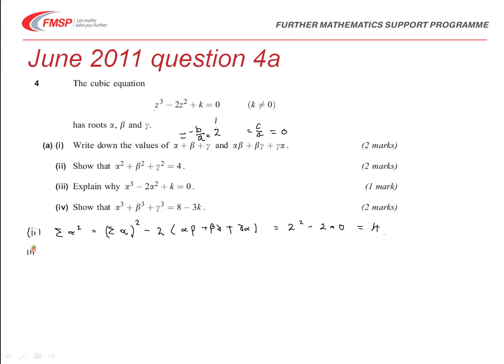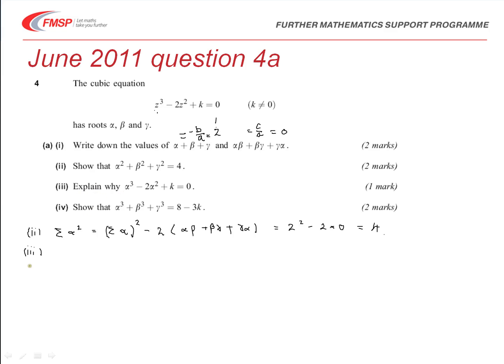Part 3 then says explain. Well, I'll let you write this down. I'm not going to write it down, I'm just going to talk about it. What do we know about alpha? Alpha is a root of this original equation. What do we mean by a root? Well, that means that it is the solution to the equation, or one of the solutions to the equation. So we know that alpha will fit that equation. And so that's what you need to explain to get your 1 mark in part 3.